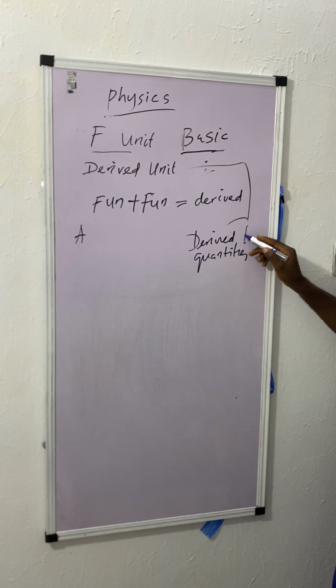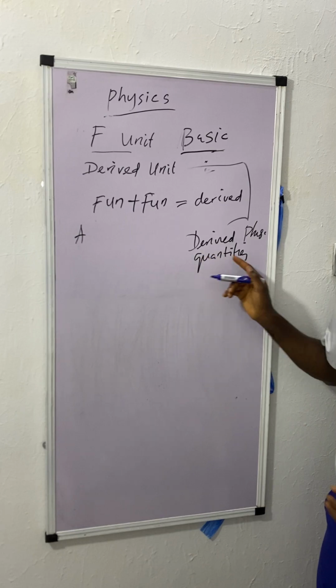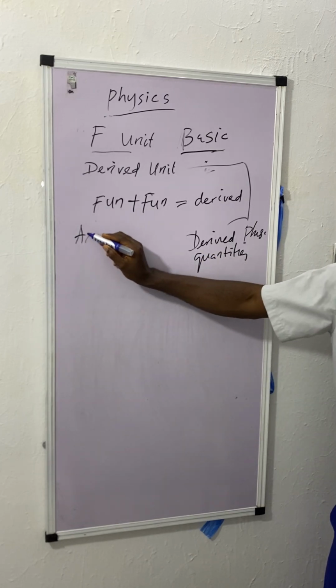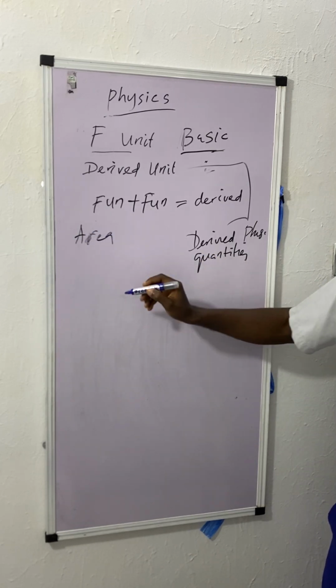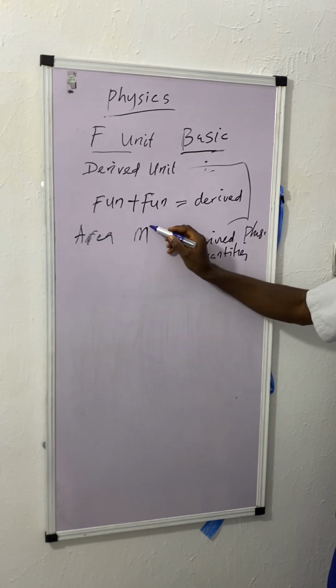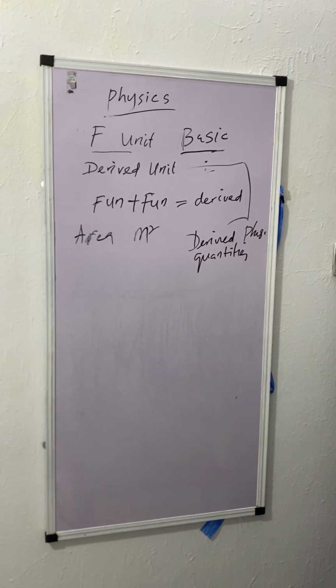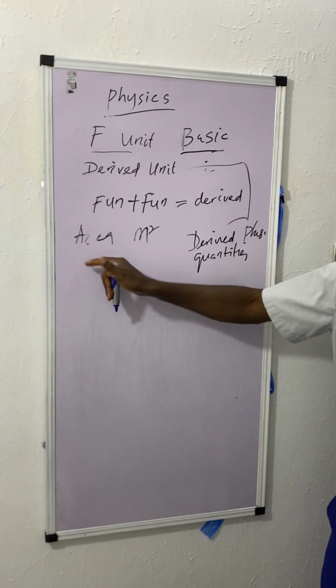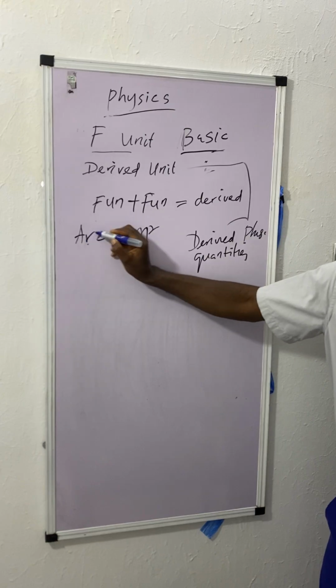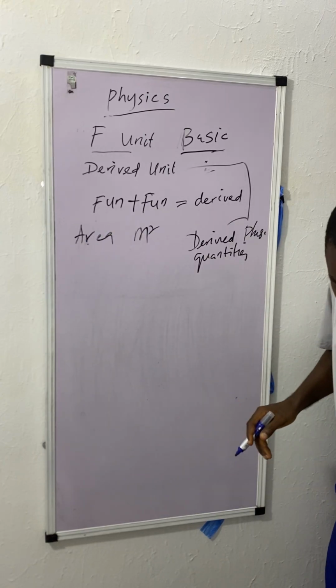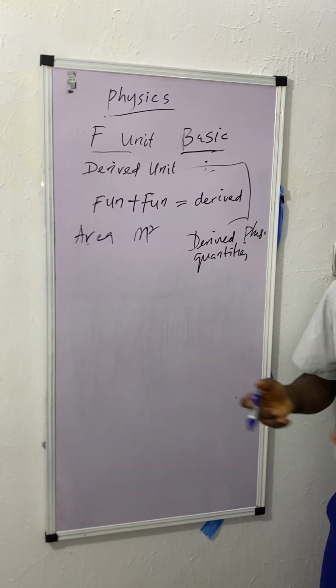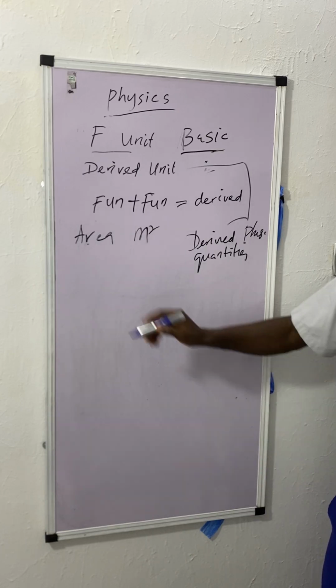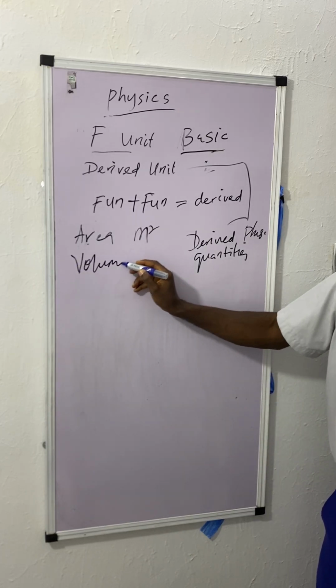Remember, they are derived physical quantities. For example, measuring area. Area is measured in what? What's the unit? Meter square. Area is measured in meter square. Then we have volume, we have weight or force, we have speed. So volume is measured in what?